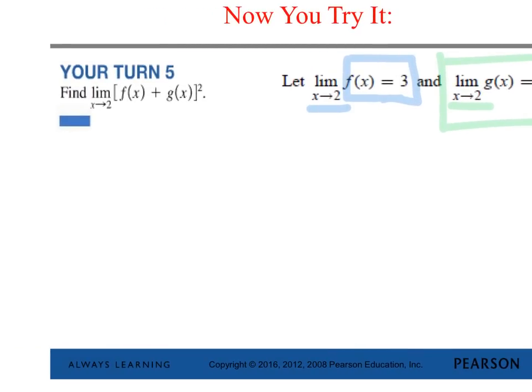If you need to find the limit as x approaches 2 of the sum of these two functions added together and then squared, this is a substitution problem. All you're going to do is substitute, and then perform the operations. Okay? So this is the way this works.